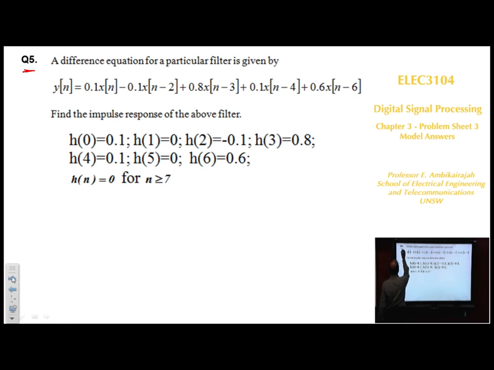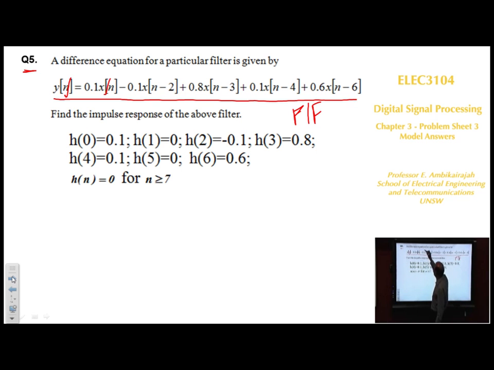Here's another question. I think this comes probably later on in your chapters. If you have a system equation given, this is a feed-forward system. There's no feedback. So the current output is input, delayed input, and add them all up. You've been asked to find the impulse response. If you analyze the impulse response, start with n equal to 0 and substitute, you will find y0 is equal to 0.1 x0, and the other terms will be x minus 2, x minus 3, x minus 4, x minus 6. So they're not going to be there.